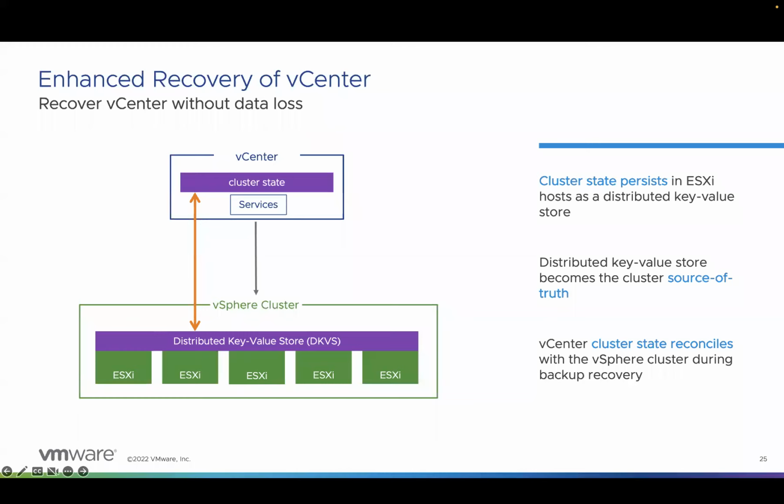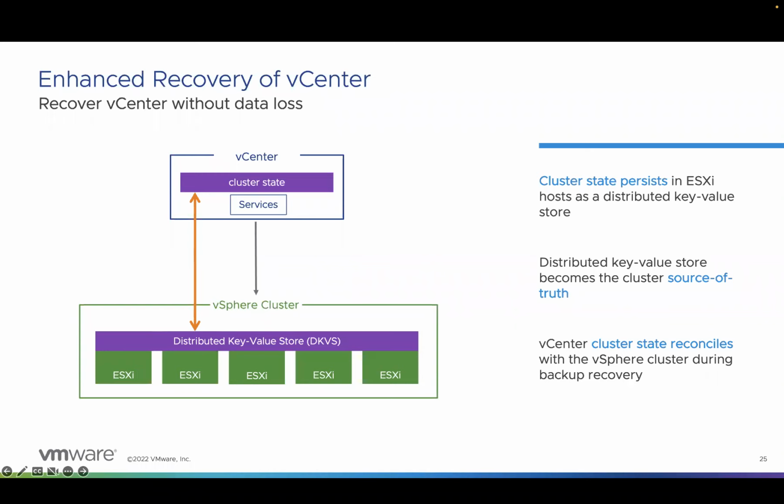And these two objects try and stay in sync with each other. And the reason for this is if there's any information that is out of date on vCenter, it will reconcile that with the latest known good information on the cluster itself. And this becomes important in the event that vCenter is restored from backup.